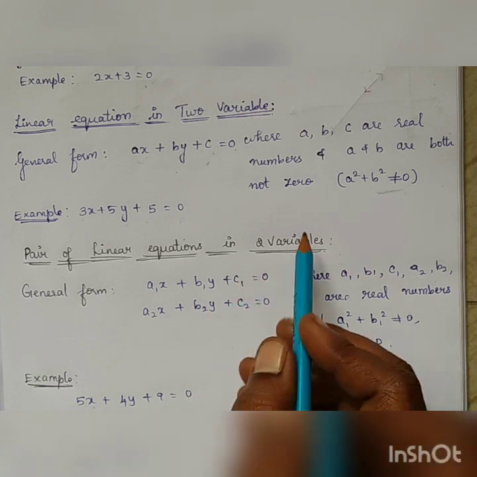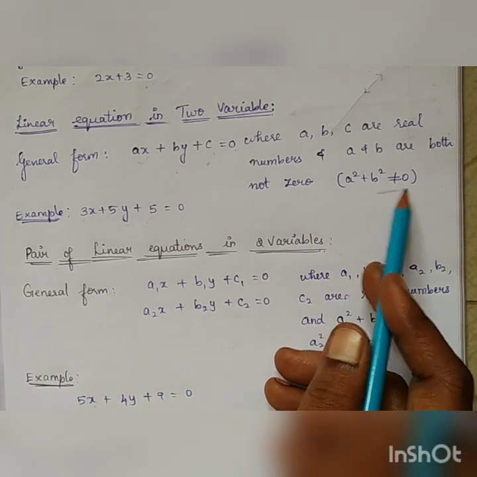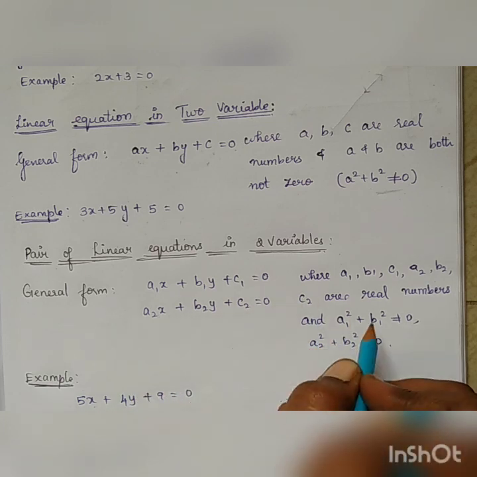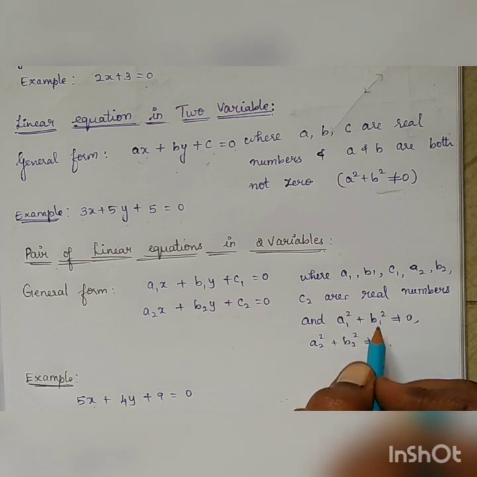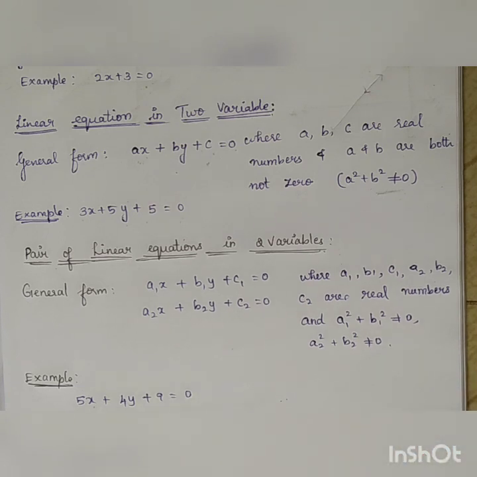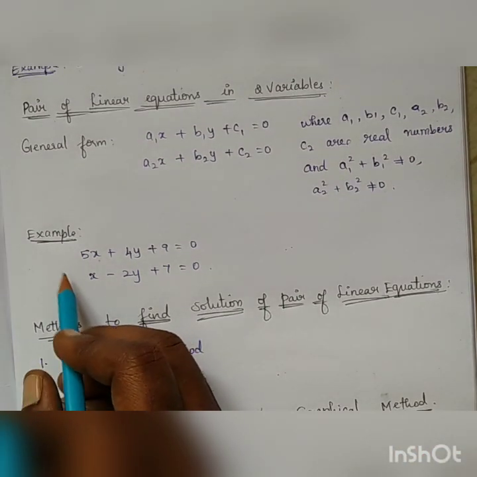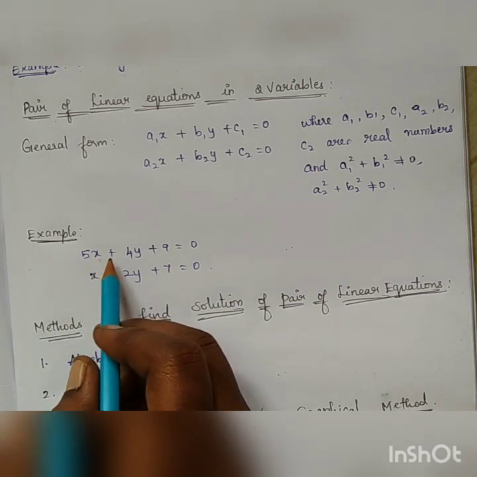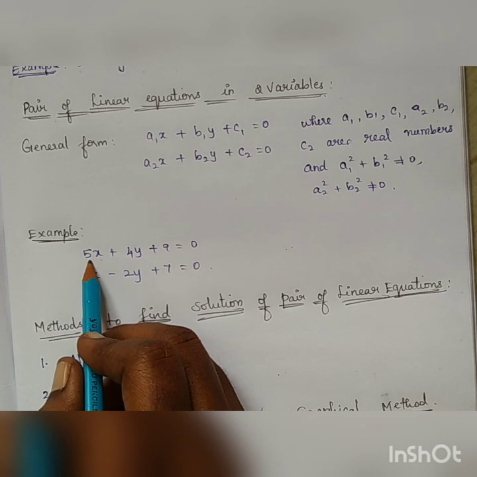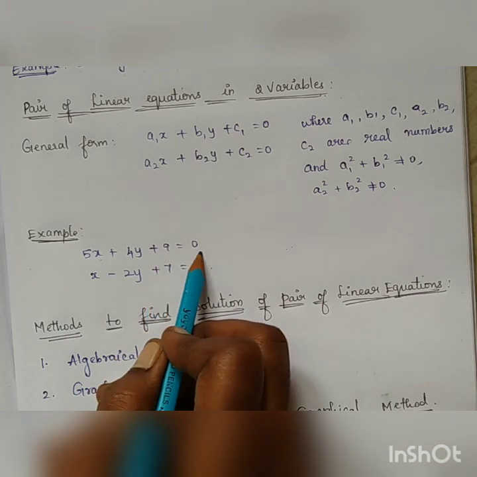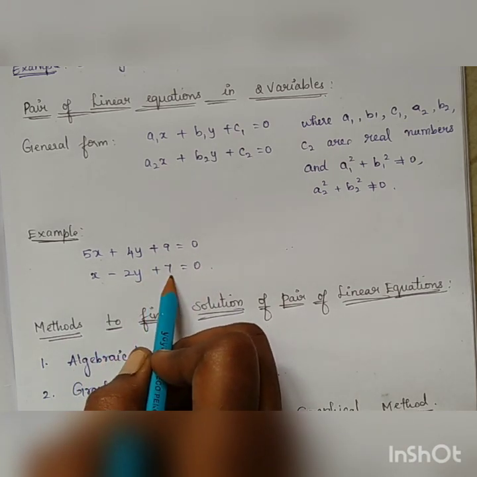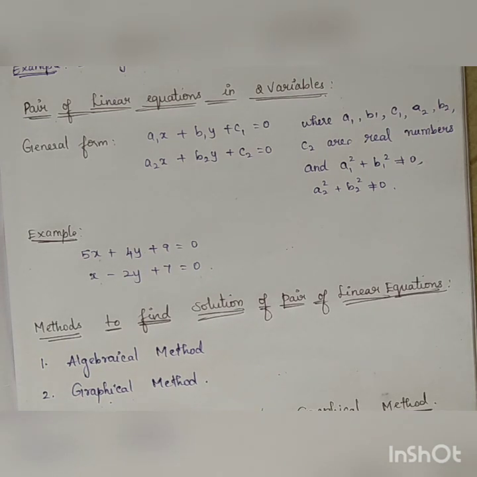If one equation is there, the condition is a square plus b square is not equal to 0. Suppose we have two equations, the same condition applies for both equations, that is a1 square plus b1 square not equal to 0 and a2 square plus b2 square not equal to 0. Now for an example of a pair of linear equations, you can write any example. Two variables should be there. It should be in general format. 5x plus 4y plus 9 equal to 0, x minus 2y plus 7 equal to 0. Now these are examples for a pair of linear equations.